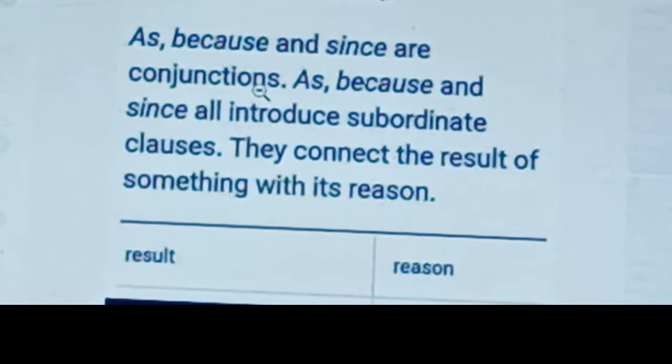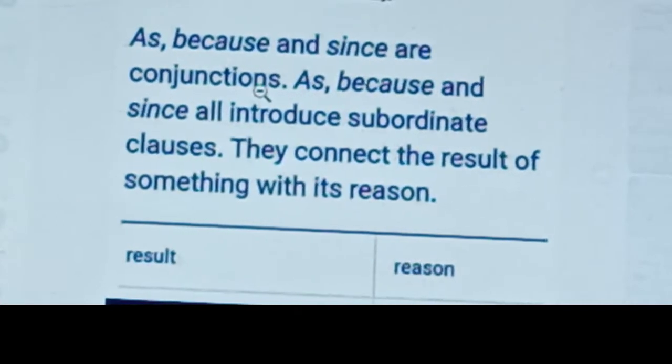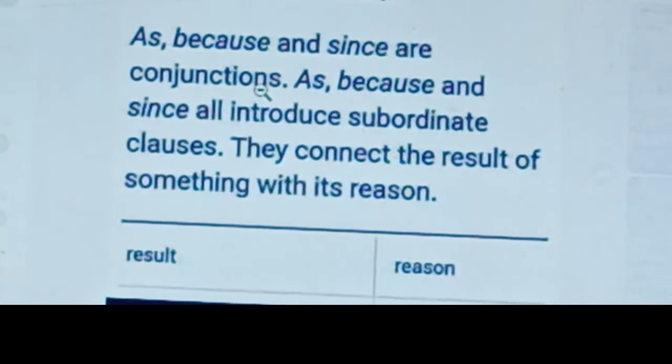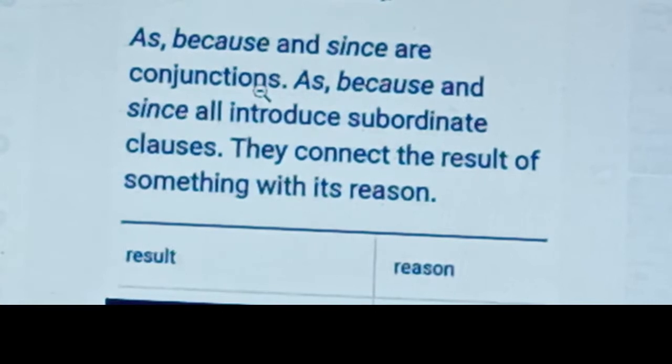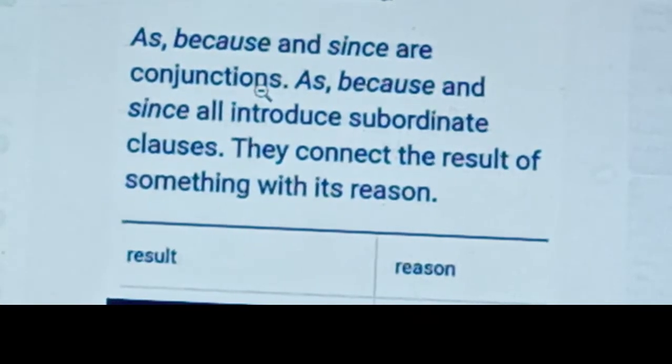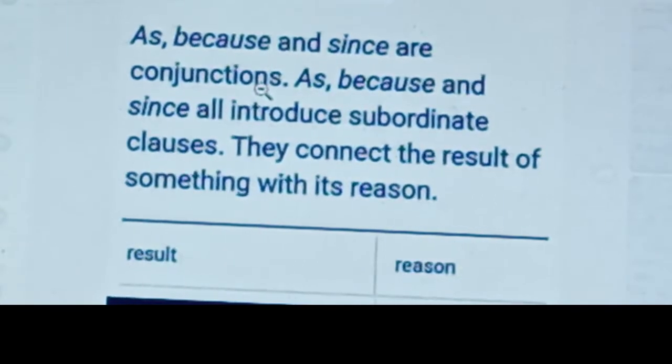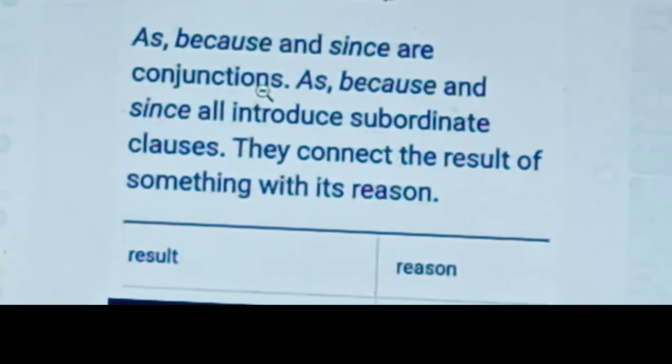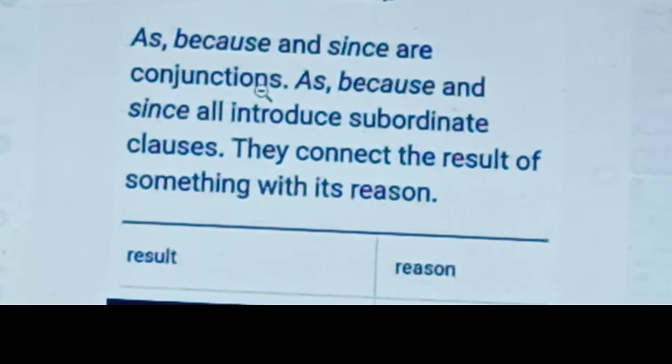Once again I tell you, as, because and since are conjunctions. Conjunctions, you know. As, because and since all introduce subordinate clauses. I already told this about subordinate clauses. They connect the result of something with its reason.